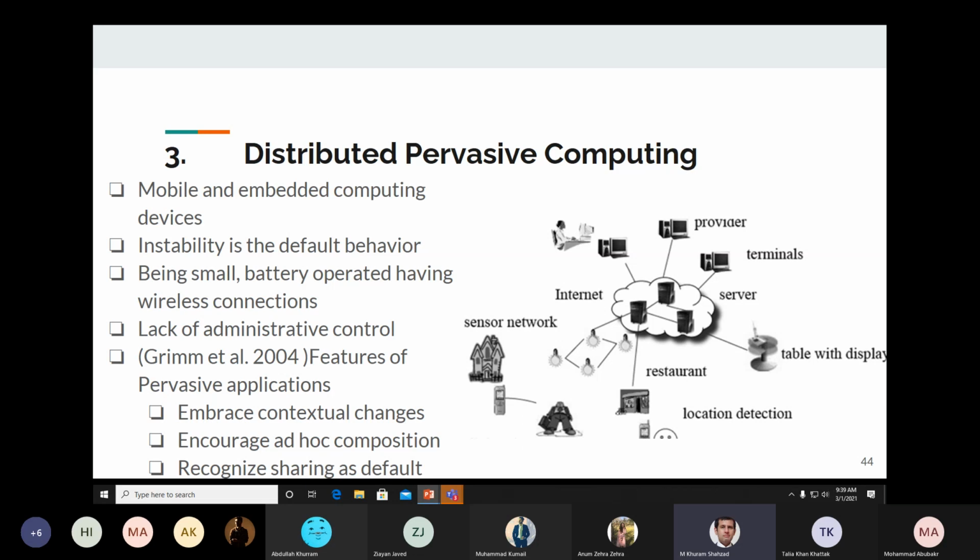But in case of Wi-Fi, you can share it if you have multiple portions in your house, so then it is more viable. Okay, so lack of administrative control. If we have this kind of pervasive computing in our homes, do we need administrators, right? We don't have administrators if we are doing this at home.